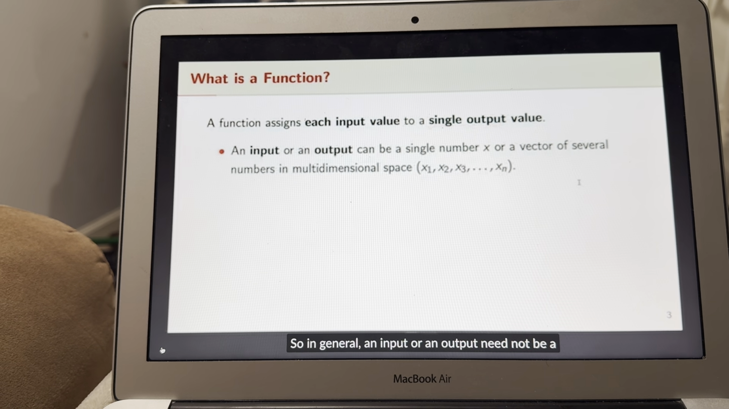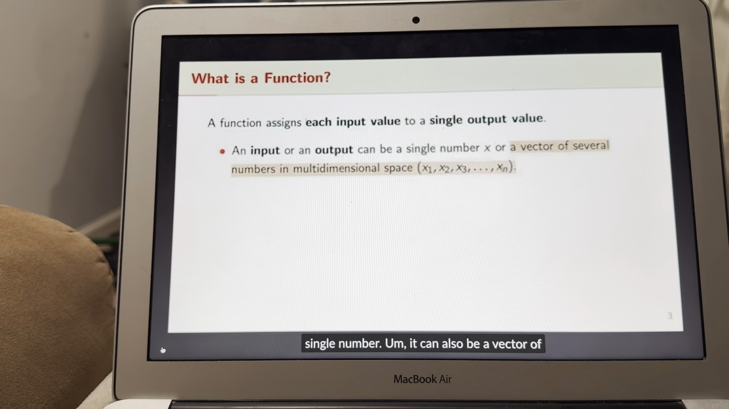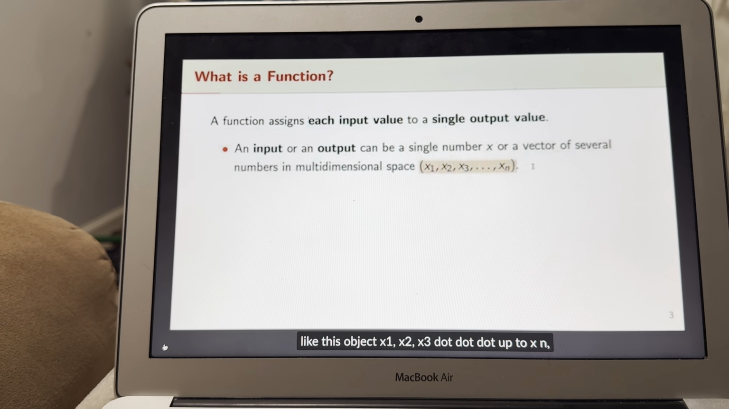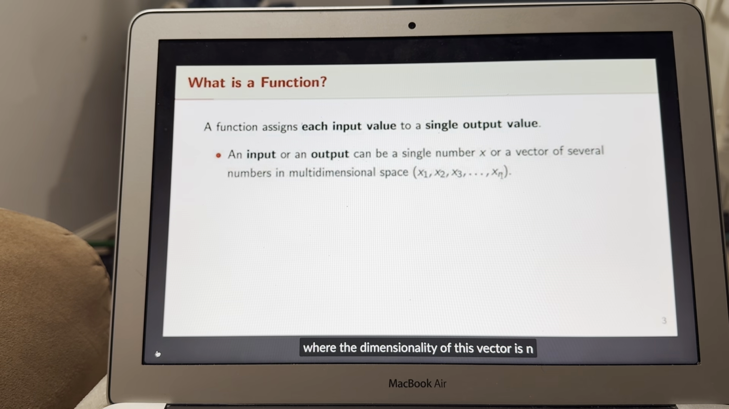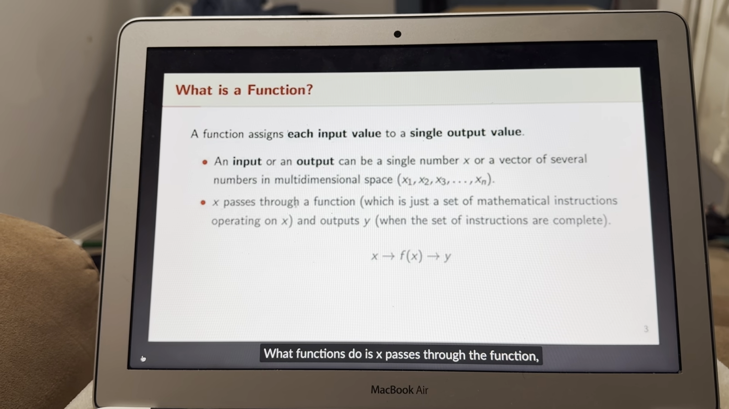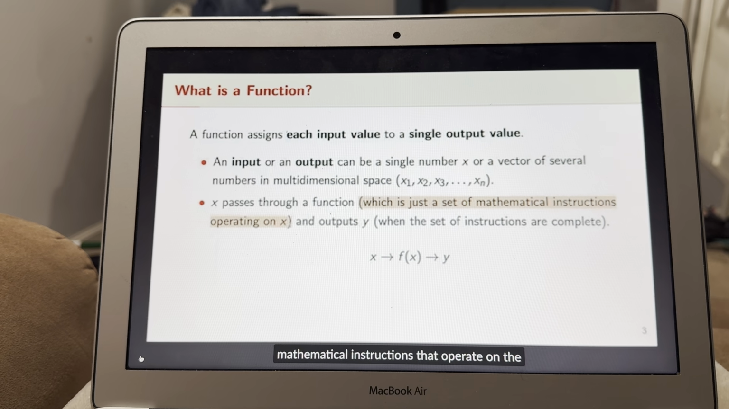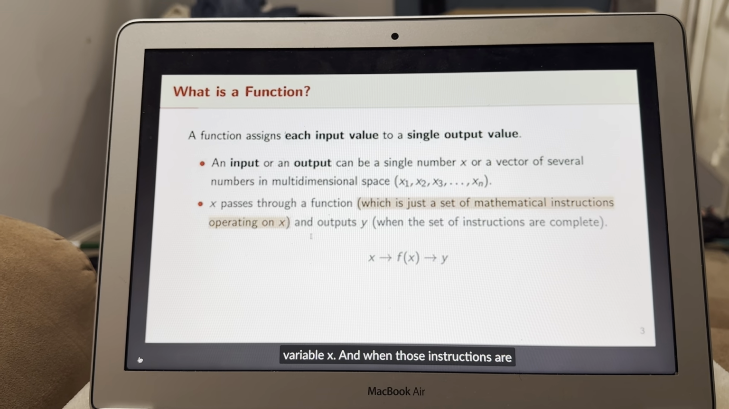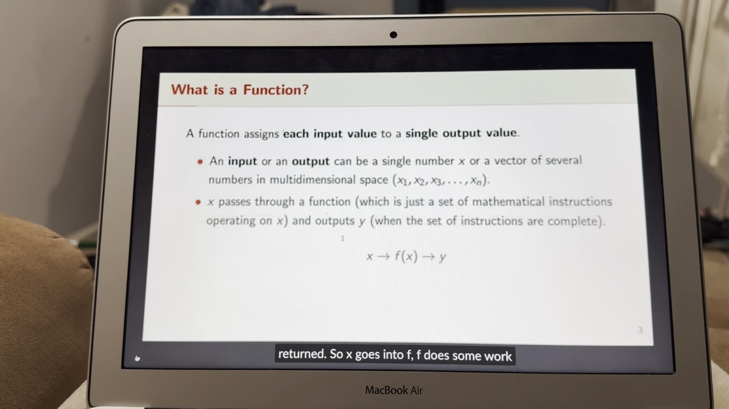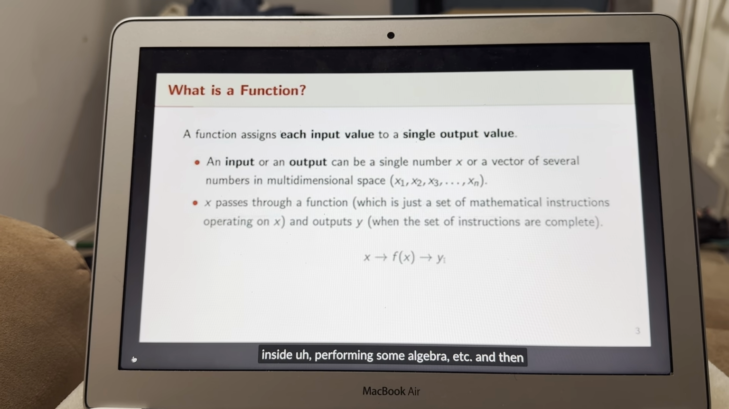So in general, an input or an output need not be a single number. It can also be a vector of several numbers in multidimensional space, just like this object, x1, x2, x3, dot dot dot, up to xn, where the dimensionality of this vector is n, little n. What functions do is x passes through the function, and the function is essentially a set of mathematical instructions that operate on the variable x. And when those instructions are complete, the output of the function y is then returned. So x goes into f, does some work inside, performing some algebra, etc., and then outputs y.